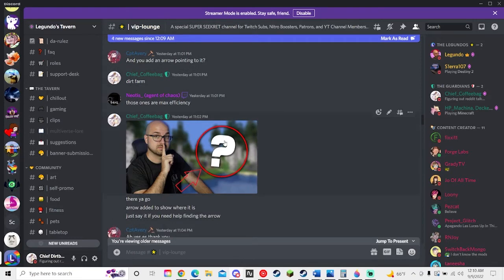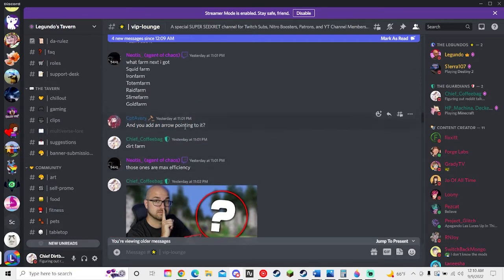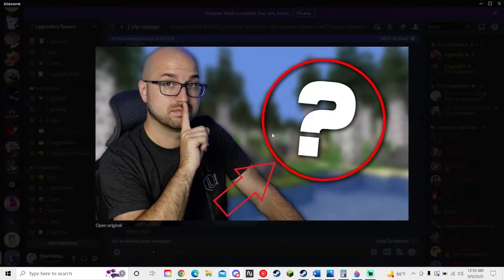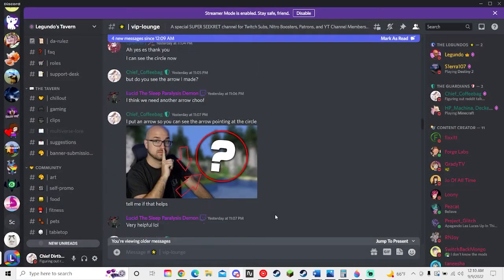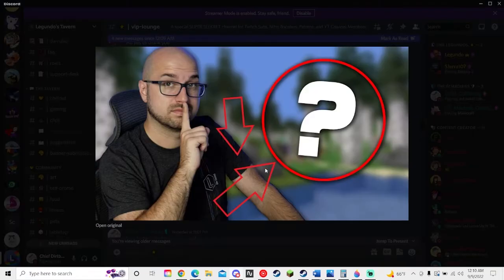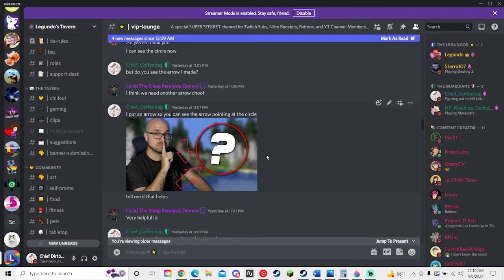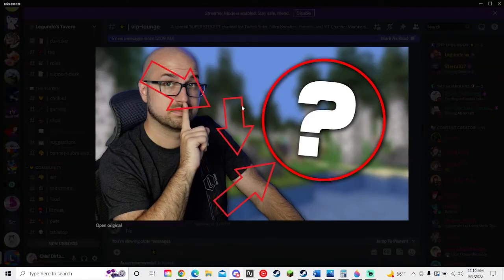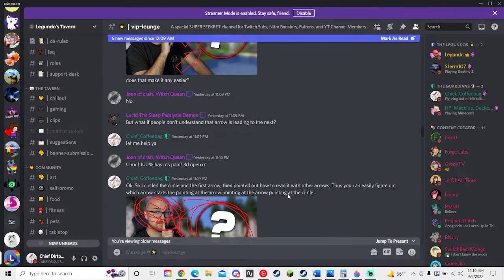But then someone asked, hey, can you add an arrow pointing at it? So I did. There's an arrow pointing at the circle, which has the question mark. Now, why does that matter? Because sometimes you can't see the arrow pointing at the question mark. So I put an arrow pointing at the arrow, pointing at the circle, which is around the question mark. Now, if we continue on, arrow pointing at arrow, pointing at arrow, pointing at circle. You know exactly what I mean, okay?